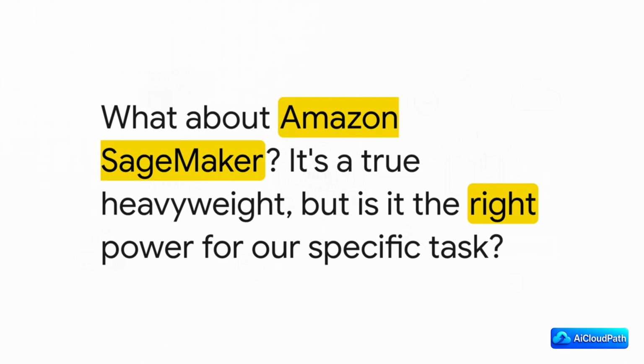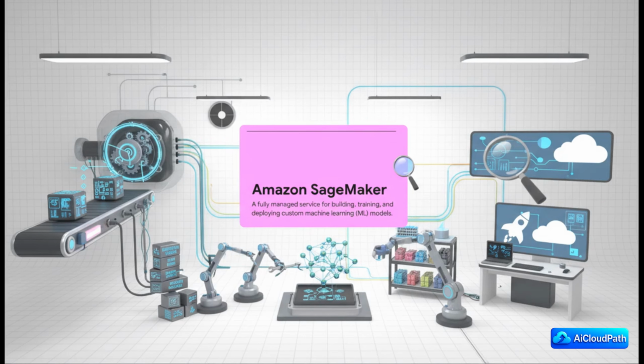Okay, now this next one is a real heavyweight in the machine learning world. Amazon SageMaker can do almost anything, but the question is, is it the right kind of power for this specific, pretty common task? You should think of SageMaker as a complete professional workshop. It gives you all the heavy machinery, all the specialized tools, and all the raw materials you could ever need to build a totally custom machine learning model from the ground up. The flexibility and power here are just incredible.